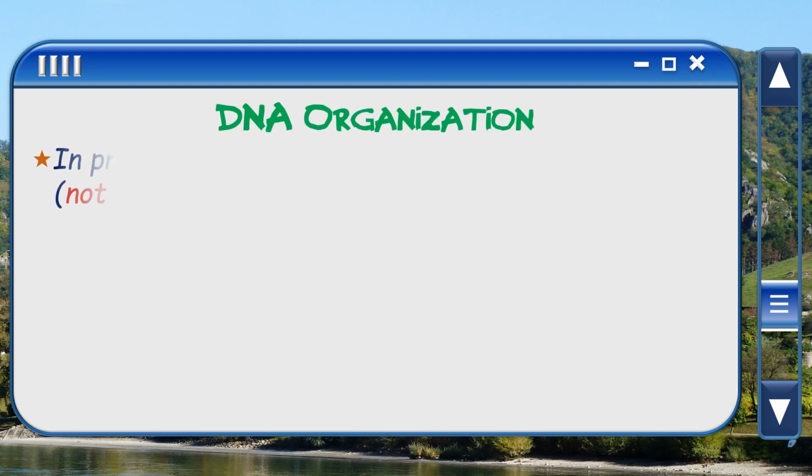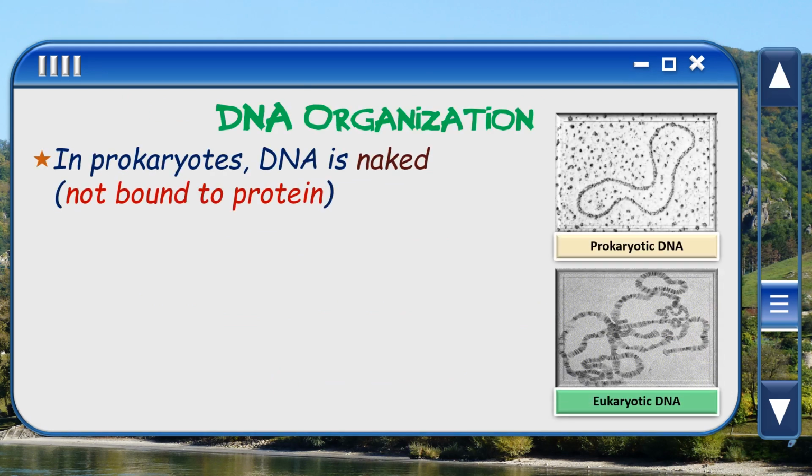DNA organization. In prokaryotes, DNA is naked, meaning it is not bound to proteins. So you look at the prokaryote here, you will see that their DNA is totally naked outside. There is no enclosure. They don't have any protein enclosing their DNA.